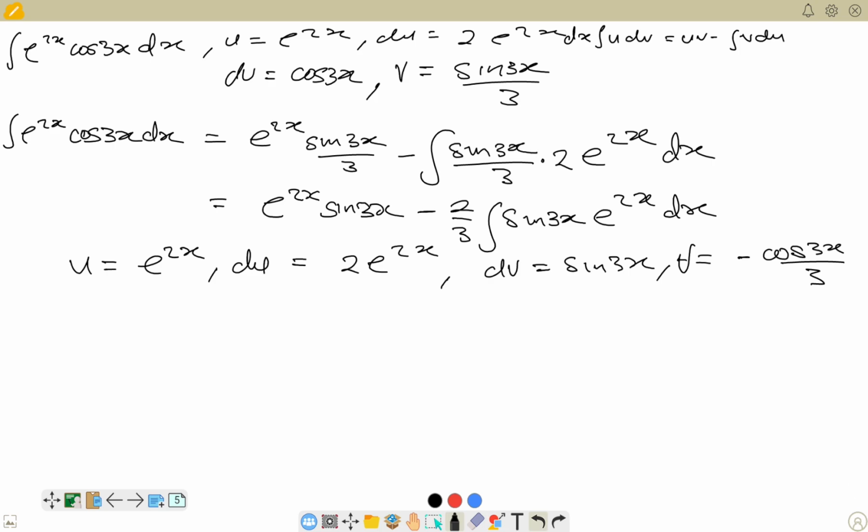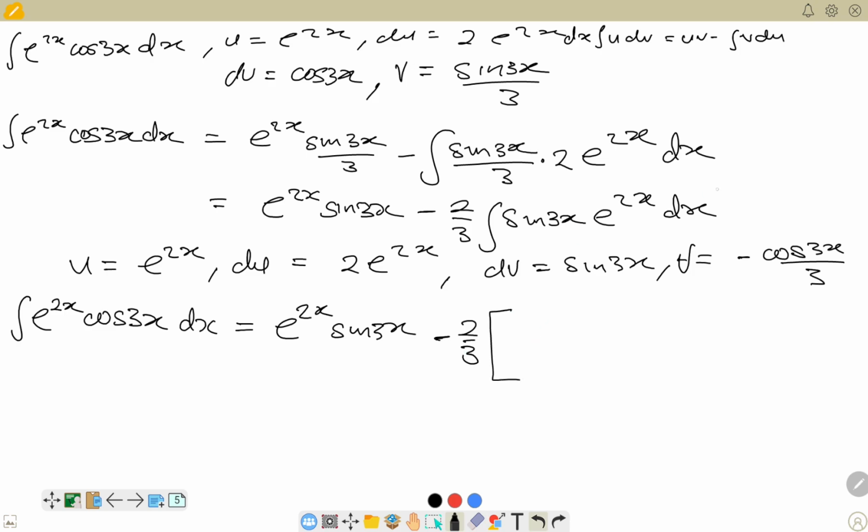And remember, now we are integrating, we are not differentiating. So what we need to do from here is to take again our original integral, which was e to the power 2x cos 3x dx, and rewrite the entire solution. So it was e to the power 2x sine 3x over 3, then minus 2 over 3. Now I need to evaluate this integral using integration by parts, which is saying it's uv.